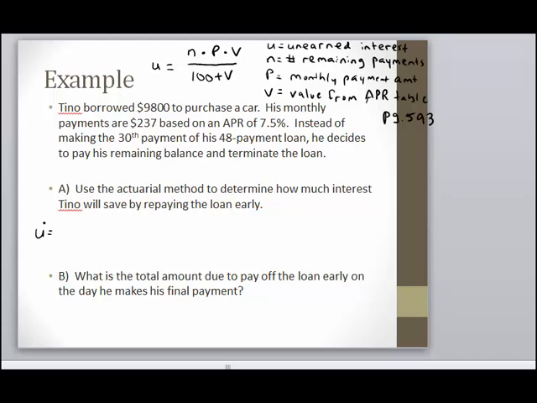N is the number of remaining payments. The loan had 48 payments. He has made 29 and he's about to make the 30th. Remember that the number of remaining payments excludes the current payment. So excluding the 30th payment, how many more payments does he have to make? The answer to that is 18. So we're going to put an 18 in for the N. For the P, the monthly payment amount, we're going to use 237.